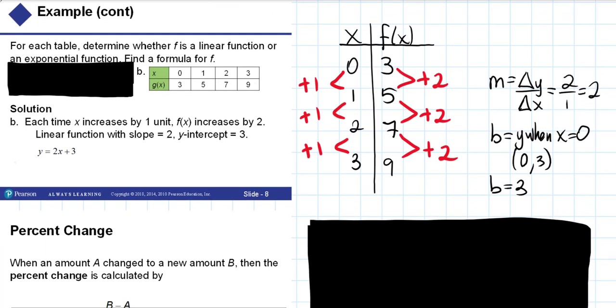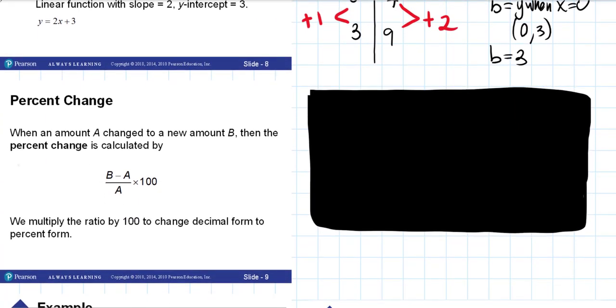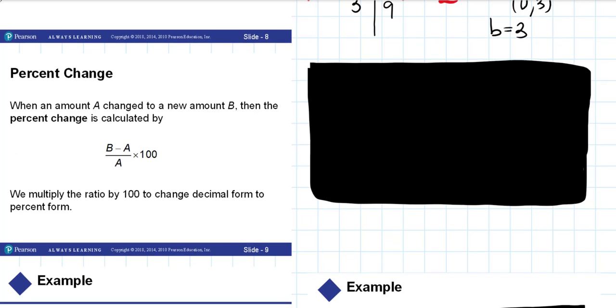We'll move on to percent change. So this might seem like it doesn't fit the rest of this stuff, but percent change will affect the way we can apply exponential functions. So they give you the formula here. They say when something changes to a new amount, you can calculate the percent change with this formula right here. So you take the values and you can subtract them and then divide them, and then multiply it by 100.